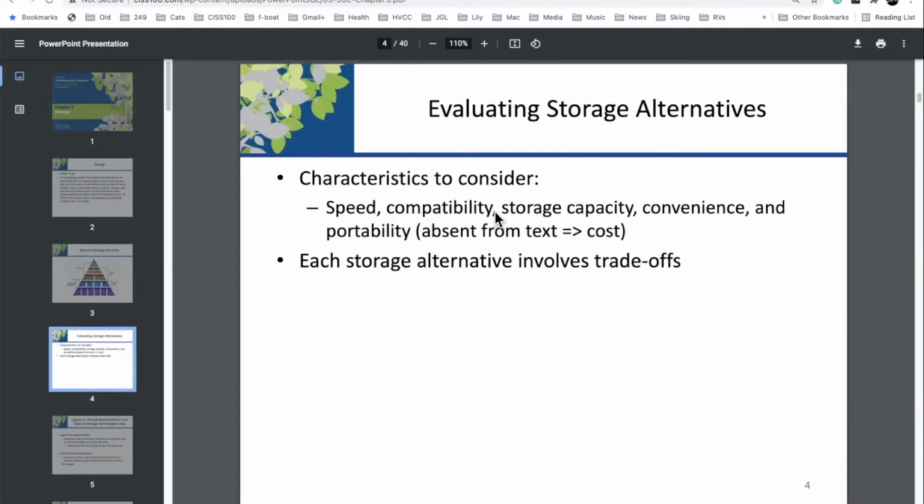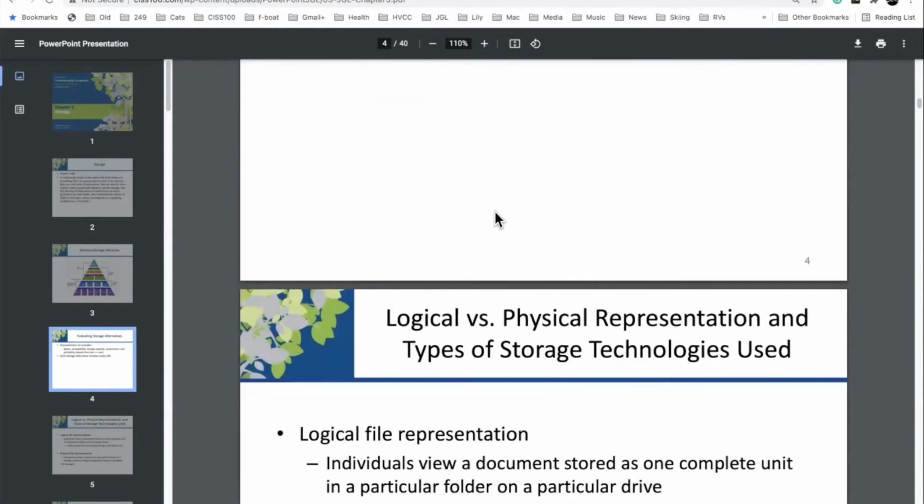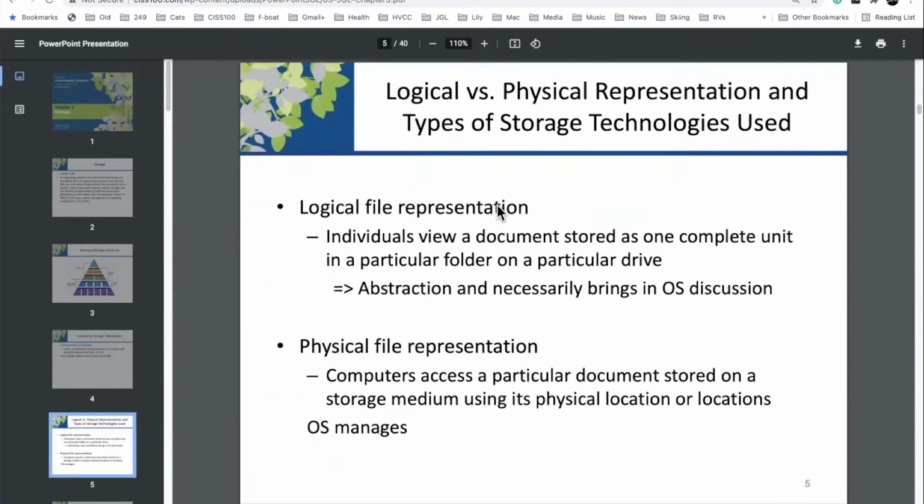So again, it's very difficult to speak just of storage without bringing in a discussion or an introduction on the operating system constructs that manage the storage system. On that note, we have the logical versus physical representation. The logical file representation is how individuals view the document. This really requires that we talk about the operating system. It is the operating system that presents this logical file representation. It also presents an abstract view of the file.